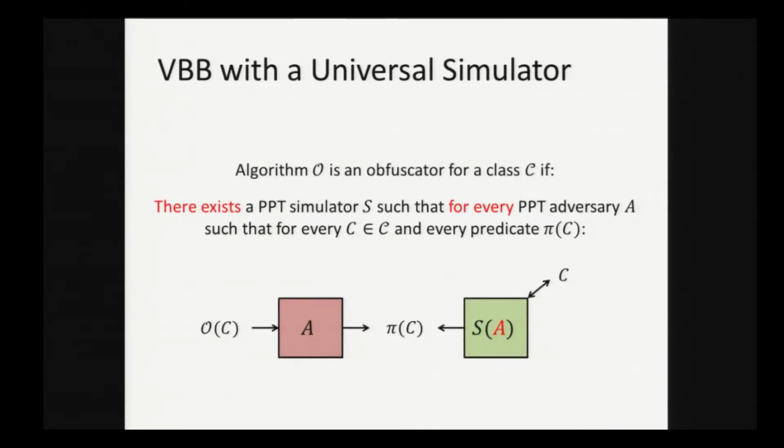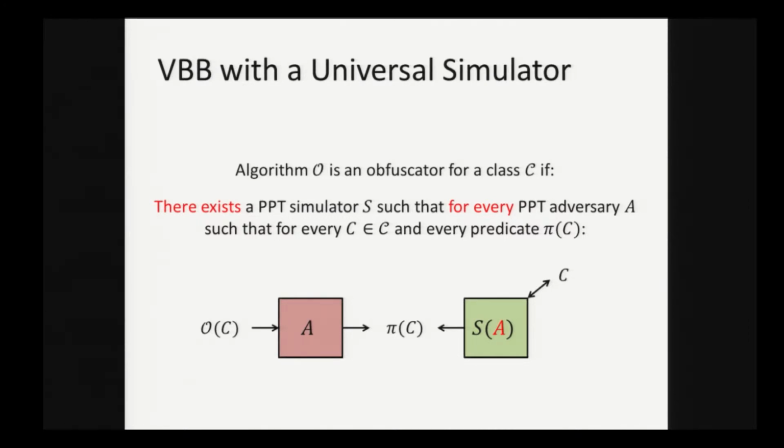So this definition is very similar to the previous definition of VBB, except that now the order of quantifiers is switched. Now we require that there is a single universal simulator that can simulate the output of any adversary when we give it as input the code of this adversary. So essentially, we can think about this universal simulator as giving us an efficient transformation from an adversary to its simulator.